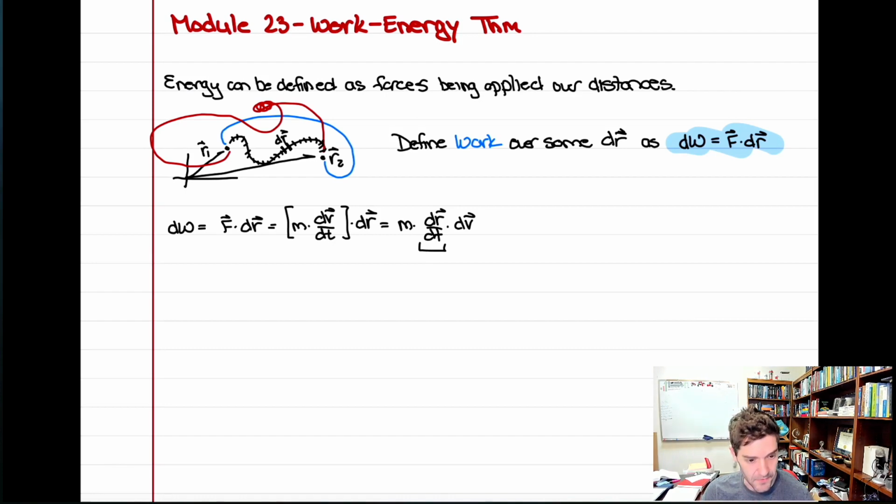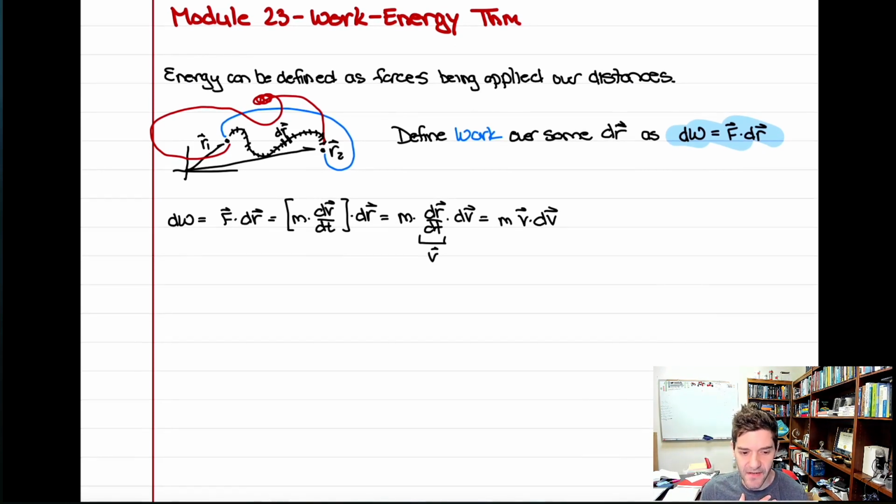This dr by dt, of course, is just velocity. So I can write this as m times the velocity vector dotted with dv as an equivalent way of writing down work. Which kind of looks like, if I divided everything by dt, it would say the change in work over time is equal to m v dotted with dv by dt. Now this thing on the right hand side is reminiscent of something like a chain rule.